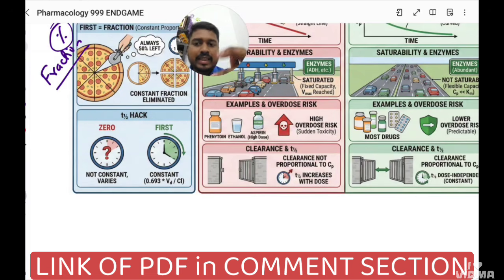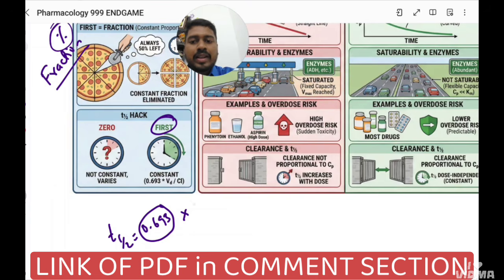So these are the differences. These are constantly asked in MCQs. Now, how to calculate T half in case of first order kinetics? You have the formula 0.693, which is a constant, into VD. What is VD? VD is volume of distribution.